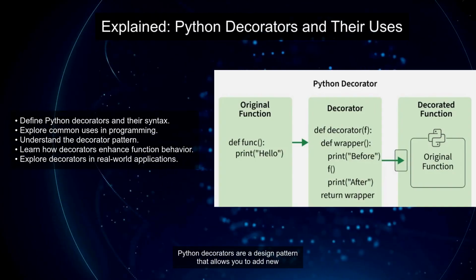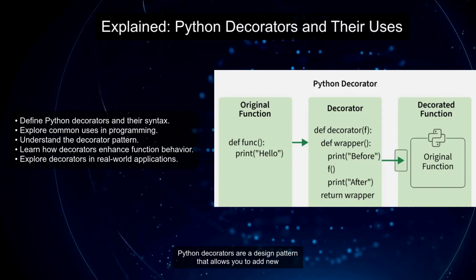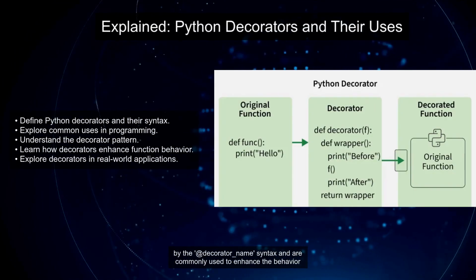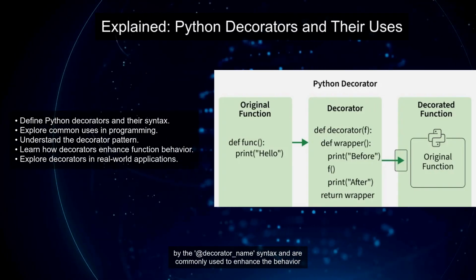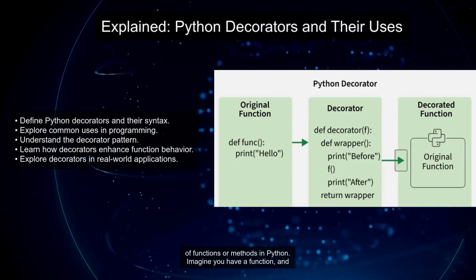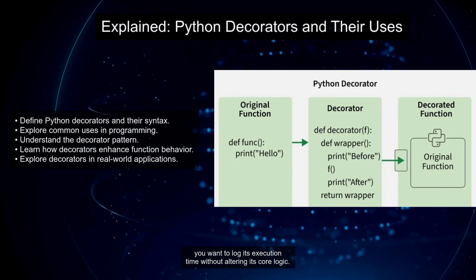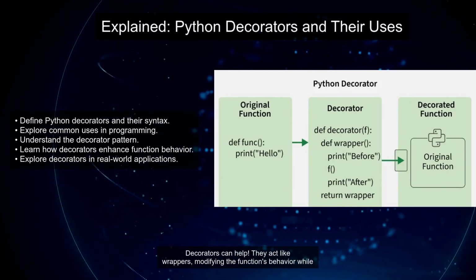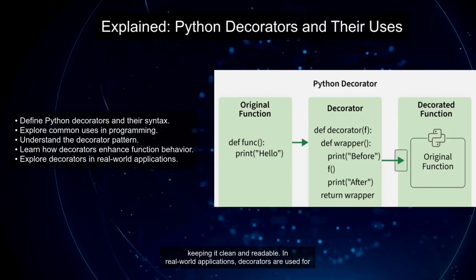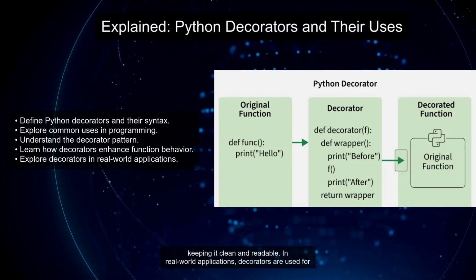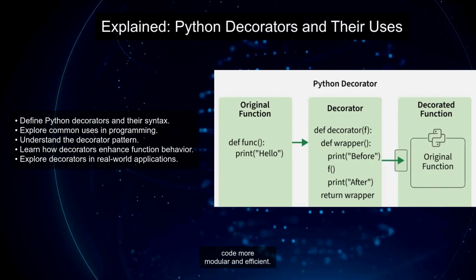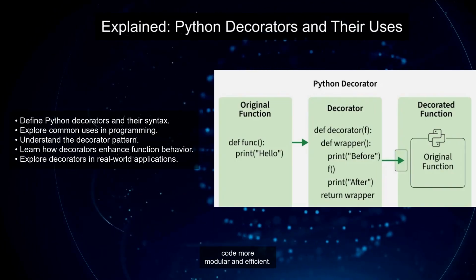Python decorators are a design pattern that allows you to add new functionality to an existing object without modifying its structure. They are represented by the @decorator_name syntax and are commonly used to enhance the behavior of functions or methods in Python. Imagine you have a function, and you want to log its execution time without altering its core logic. Decorators can help. They act like wrappers, modifying the function's behavior while keeping it clean and readable. In real-world applications, decorators are used for logging, authentication, and more. They play a critical role in making your code more modular and efficient.